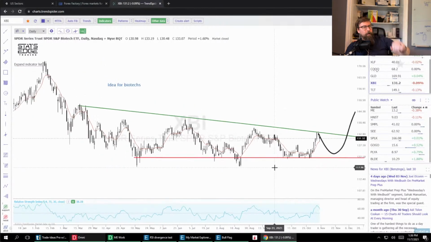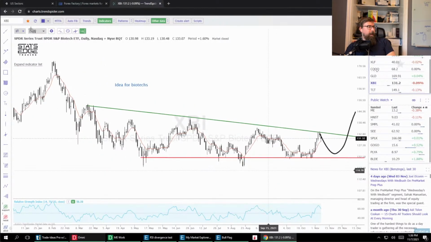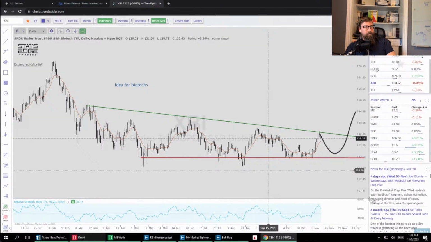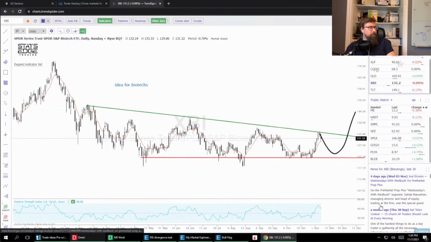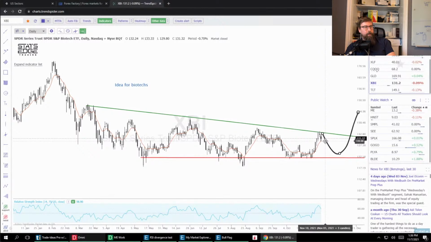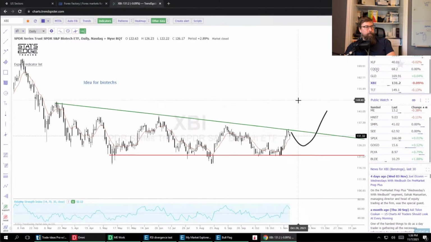Oh yeah, I'll keep including this. This is just an idea I had for biotechs. The XBI is an equal weight biotech fund, so it doesn't give a lot of weight to Moderna and Pfizer and those big guys. And it's been in this channel pretty much all year, so it's starting to pull back here now. I wouldn't be shocked to see a pullback, maybe even just to go shy of that low and then a pop out from there.